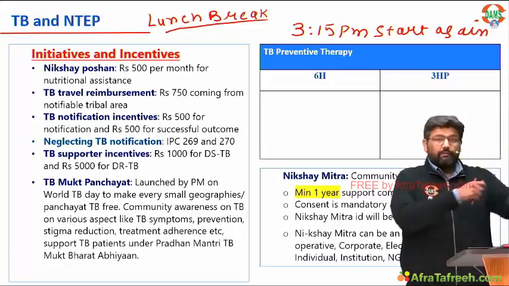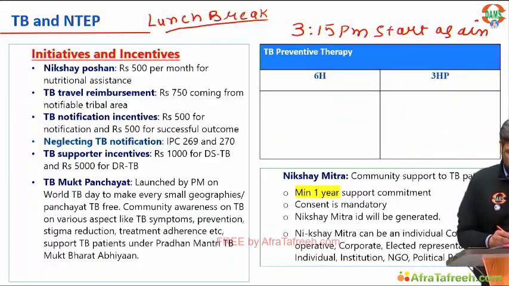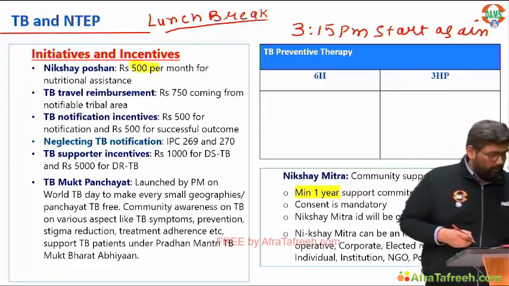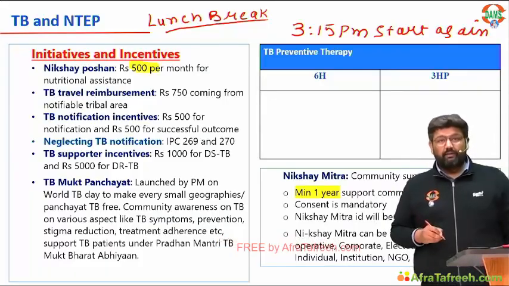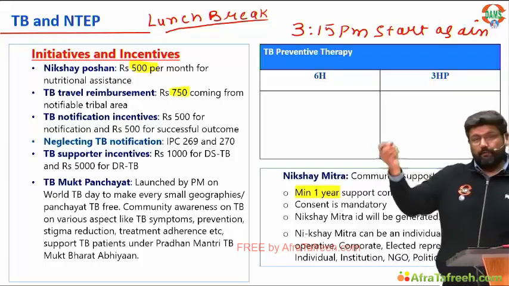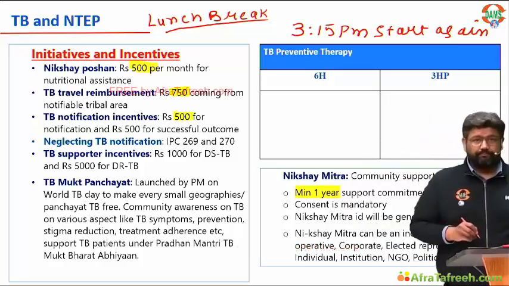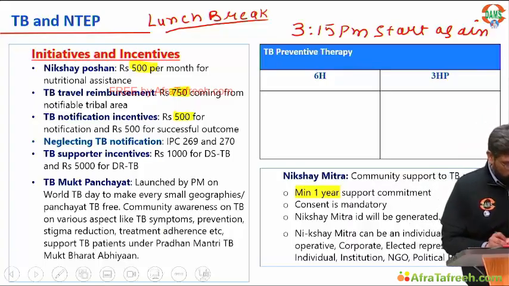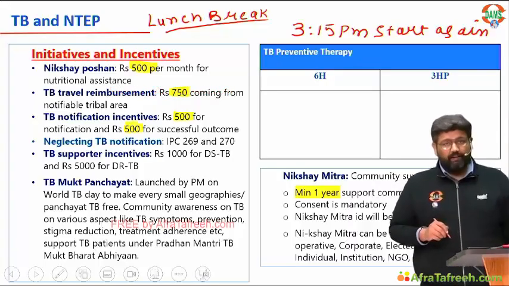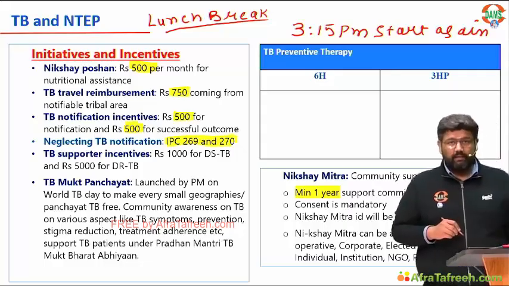Okay. So I was talking about TB and NTEP initiatives. One is Nikshay Poshan: 500 per month is given to the patient. TB travel reimbursement: if someone is coming from a remote area, rupees 750 is given. For notification, 500, and for a successful outcome, 500. And if someone is not notifying TB, then IPC 269 and 270.